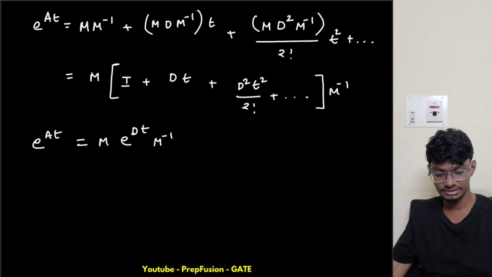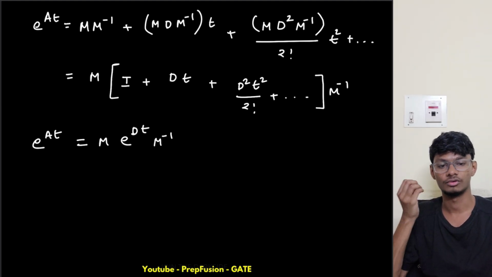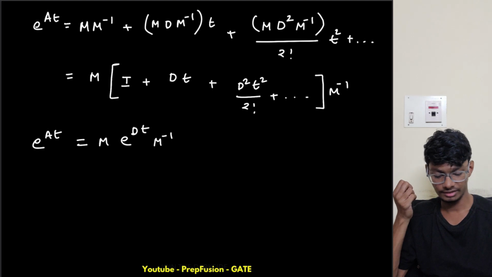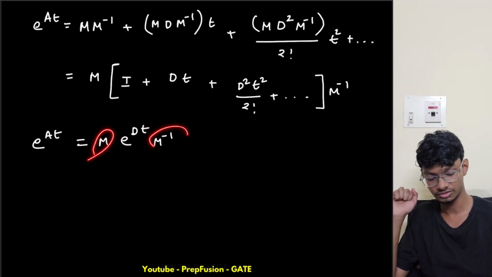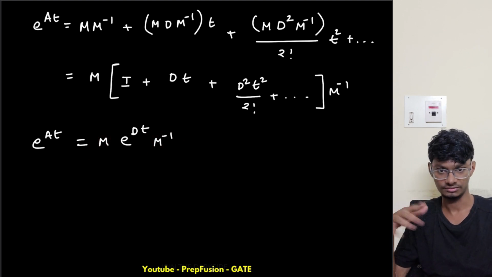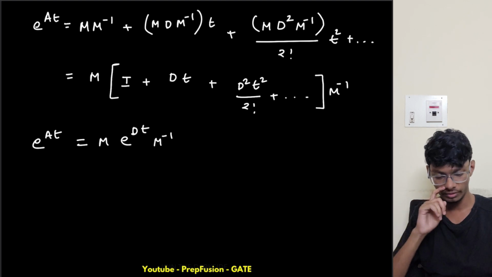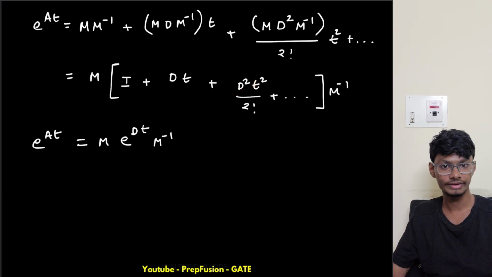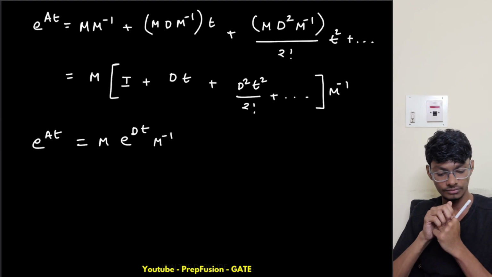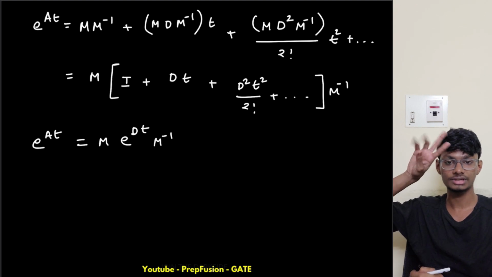Now you might ask, it is the same only, right? Because I was finding e raised to the power At, but now I have to find e raised to the power Dt, and I have to find the eigenvectors also. So what is the difference here? Why is it so easy? Because one thing you have to note is that if I do D squared, I get the eigenvalues on the diagonal elements powered by the same power.